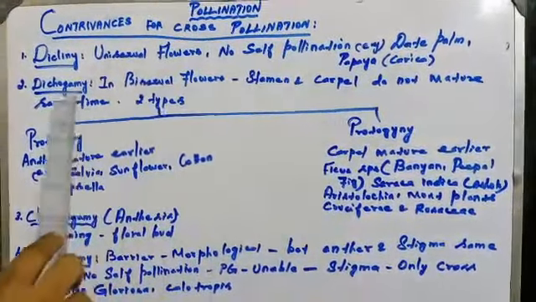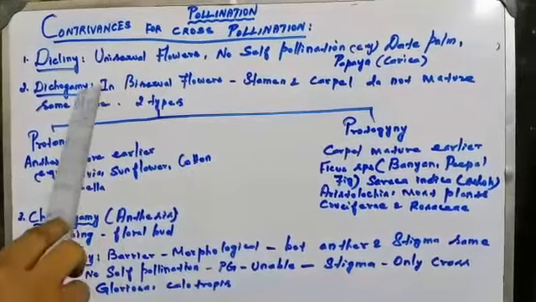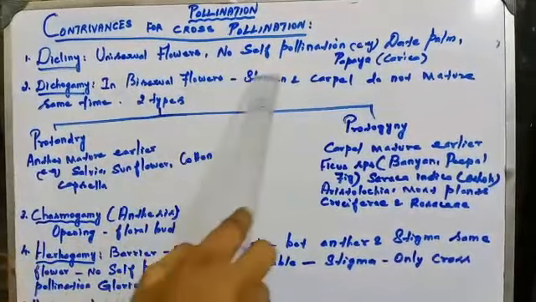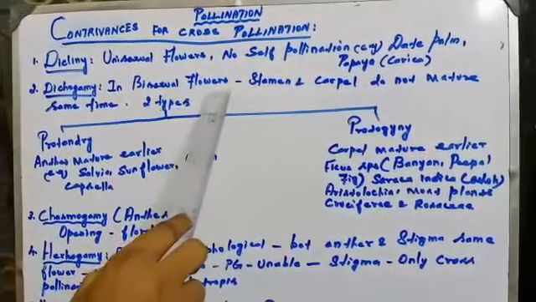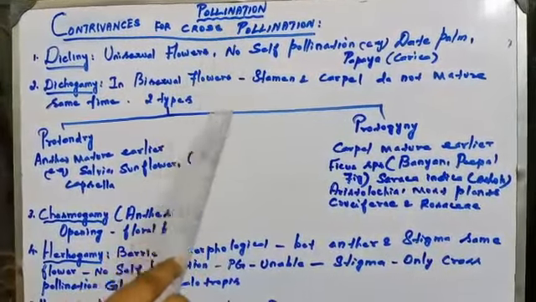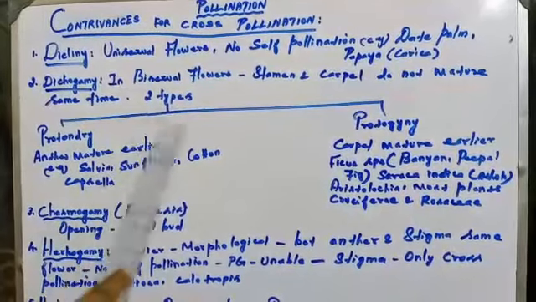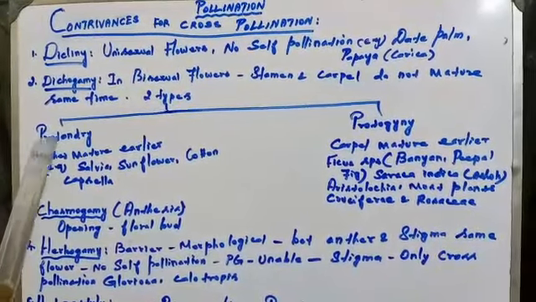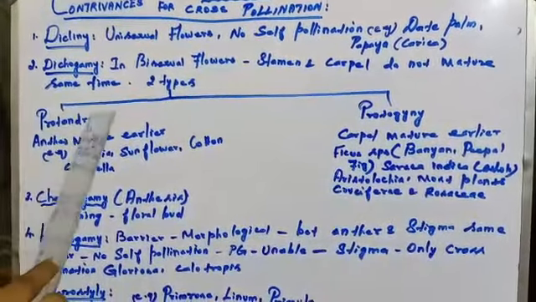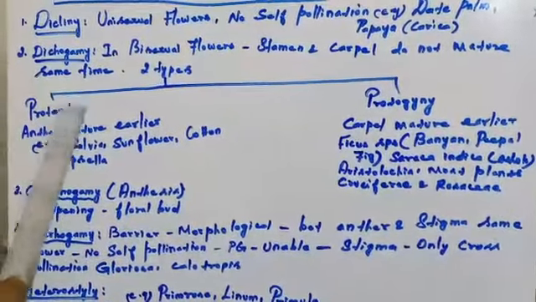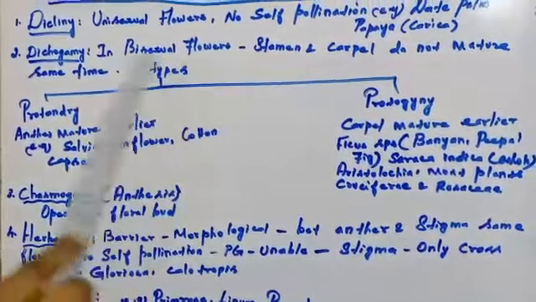Suppose if they mature at the same time, there is a chance for self-pollination. So, the stamen and carpel do not mature at the same time. So, what pollination takes place? Cross-pollination takes place. There are two types in dichogamy. First one is protandry. Second one is protogyny. What is meant by protandry? Anther matures earlier than carpel.